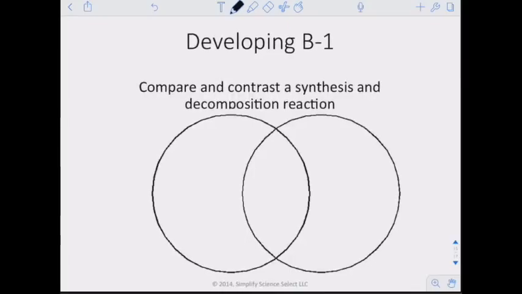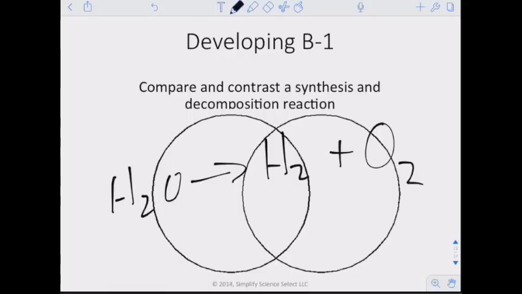Let's look at a developing level question. It says, compare and contrast synthesis and decomposition. Well, in decomposition we're breaking things apart, taking one thing and breaking it apart. That's how it's different from a synthesis. A synthesis is taking multiple things and bringing them together. Where they have common ground is this: if we decompose water, so we take H2O and break it up into hydrogen and oxygen, the energy that it took to break it up is the same energy that it takes to put it back together, because of the law of conservation of energy.